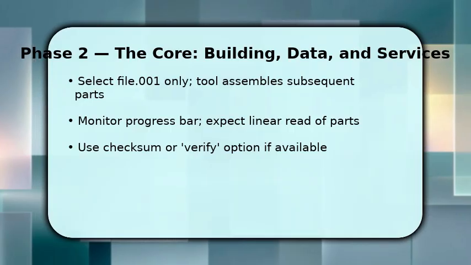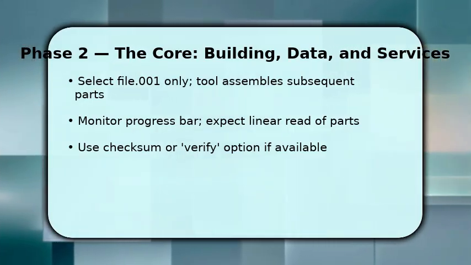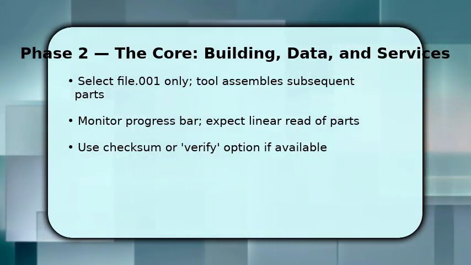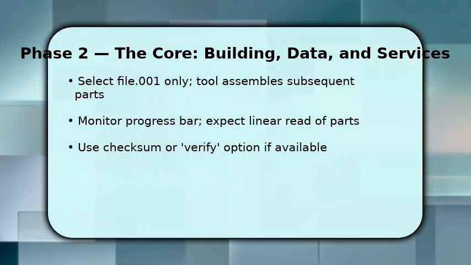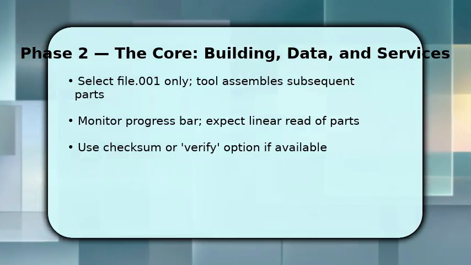Once the join begins, watch the progress and log so you catch read errors early. You want to let the tool read file 001 and then sequentially append file 002. Many utilities do this automatically, but confirm the sequence in the UI or command line.